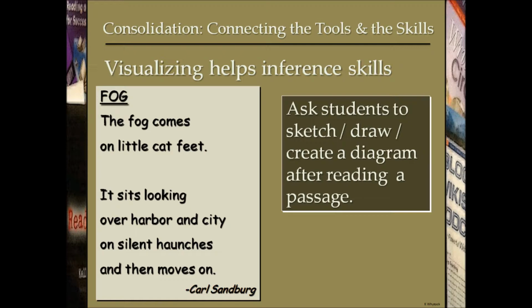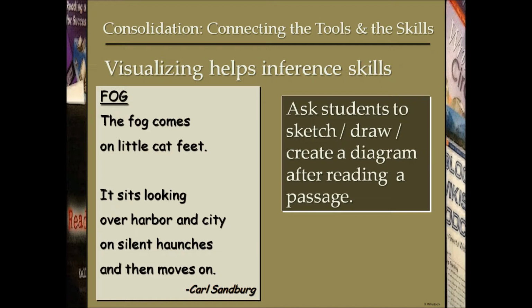So if we look at the poem Fog, the fog comes on little cat feet. It sits looking over the harbor and city on silent haunches and then moves on. If I try and visualize that, I could ask students to sketch, draw, create a diagram after reading a passage. Well, the act of visualizing helps with your inference skills. So if you could use that in your subject areas or with students and use digital media, having to visualize what they're reading, that's working on their inference skills.